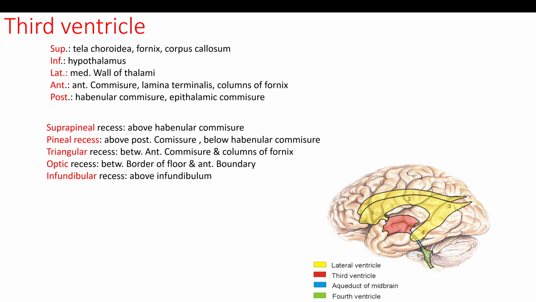Then the 5 recesses. Suprapineal recess is above the habenular commissure. Pineal recess above posterior commissure and below habenular commissure. Triangular recess between the anterior commissure and columns of the fornix. Optic recess between borders of the floor and anterior boundary. Mandibular recess is above the infundibulum.